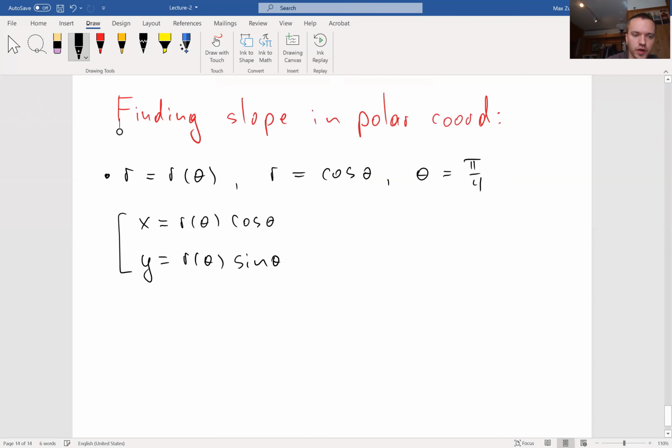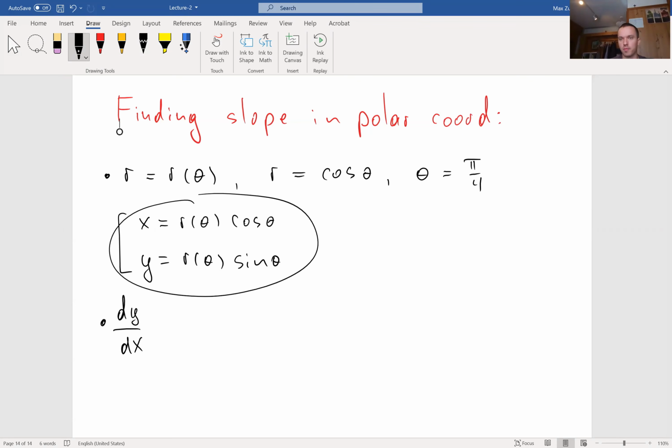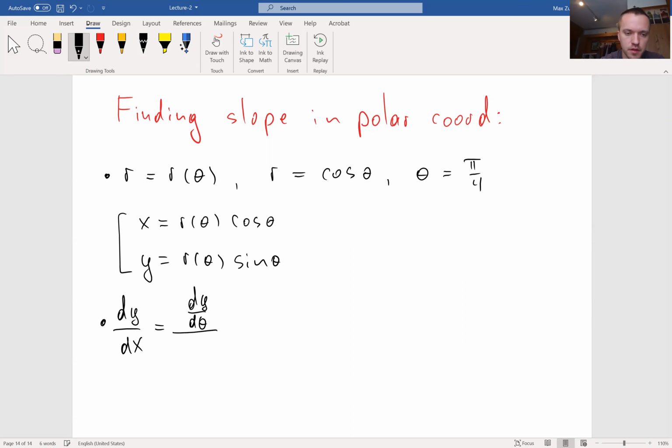And we know that to find slope, we just need to find the derivative dy over dx. But here right now, you can see that x and y are going to be a parametric equation where your parameter is theta. So what do we do? We just divide top and the bottom by d theta. Yes, so we have dx d theta.